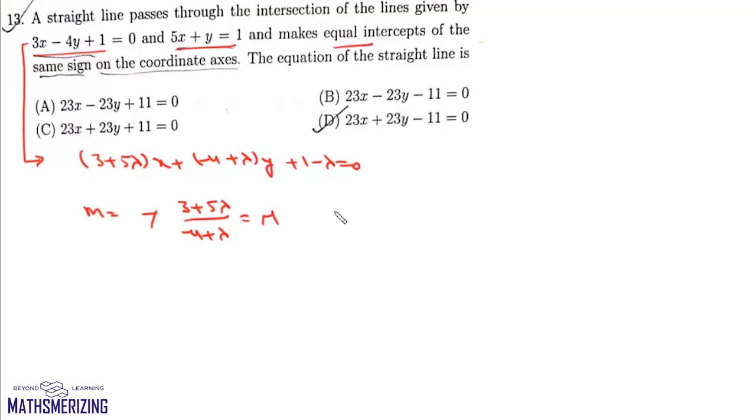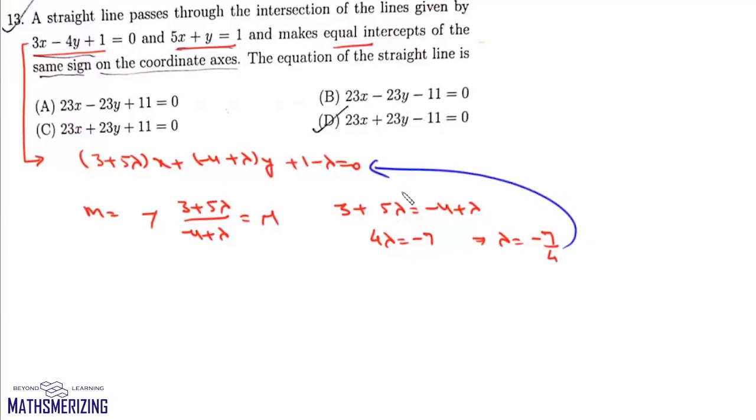Now slope of this line is minus coefficient of x, which is 3 plus 5 lambda upon minus 4 plus lambda, and since it makes equal intercepts of same sign, its slope must be minus 1. So this minus and minus will cancel, we'll get 3 plus 5 lambda will be minus 4 plus lambda, that is 4 lambda equals minus 7. The value of lambda is minus 7 by 4. Now if we put the value of lambda in this equation, we'll get 3 minus 35 by 4 into x plus minus 4 minus 7 by 4 into y, and then 1 plus 7 by 4 equals 0.